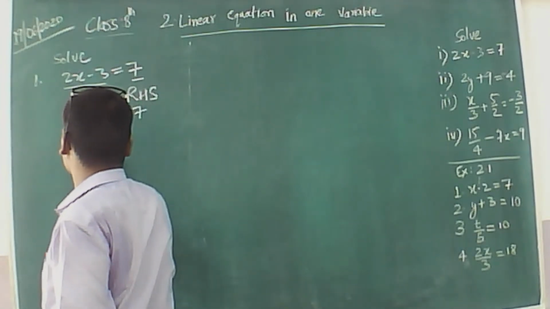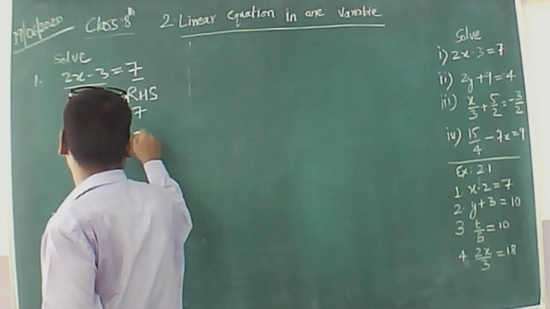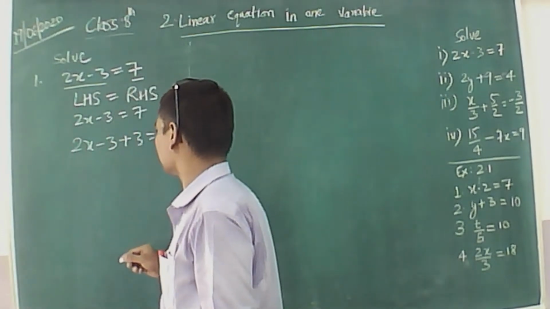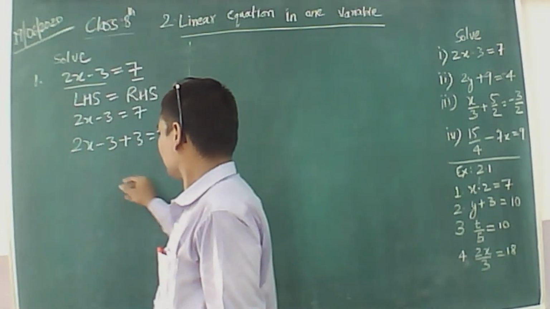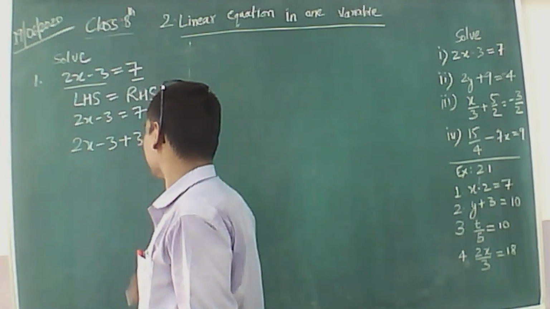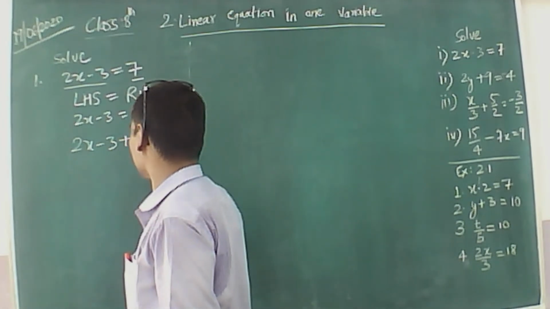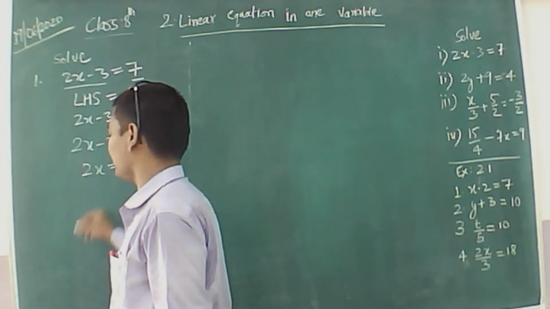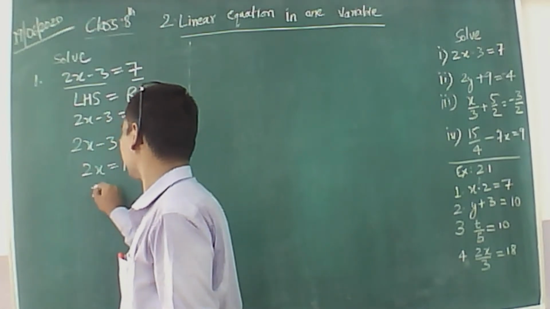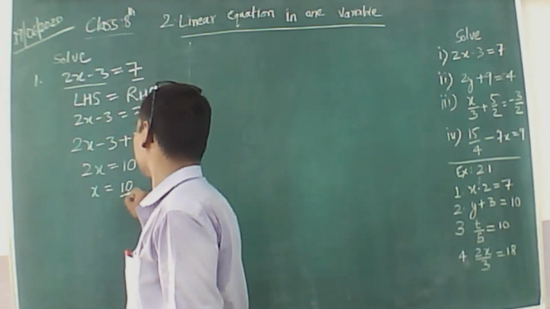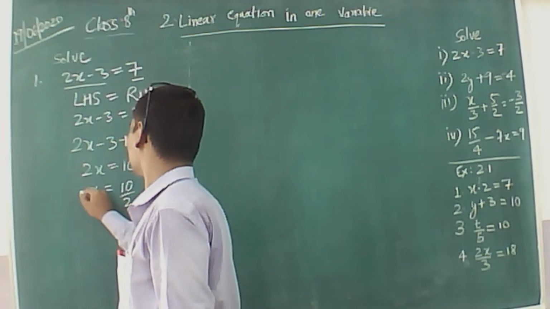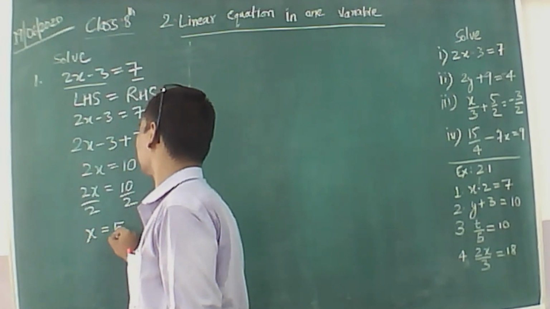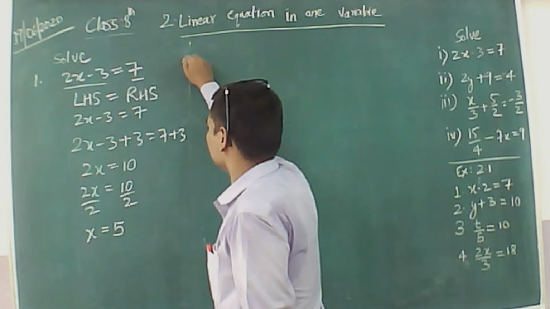So 2x minus 3 plus 3 is equals to 7 plus 3. This minus 3 and plus 3 will get cancelled and here it will become 2x is equals to 10. Dividing by 2 on both the sides, we get x is equals to 10 by 2, 5. This we have already solved earlier.